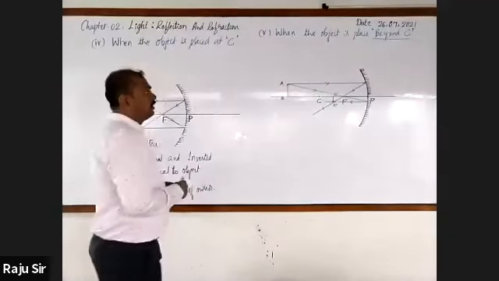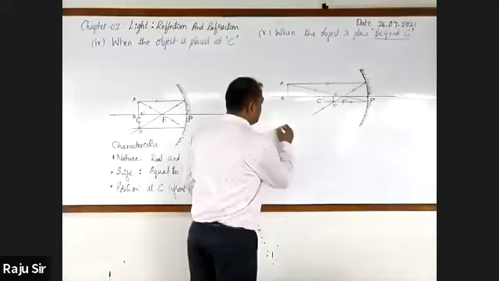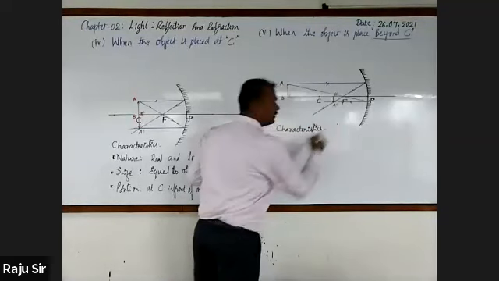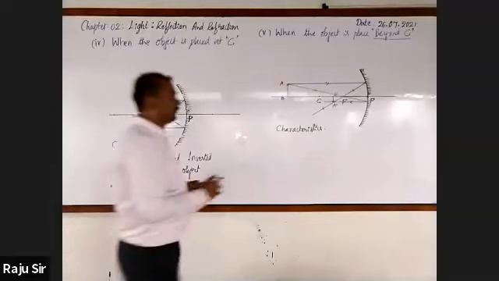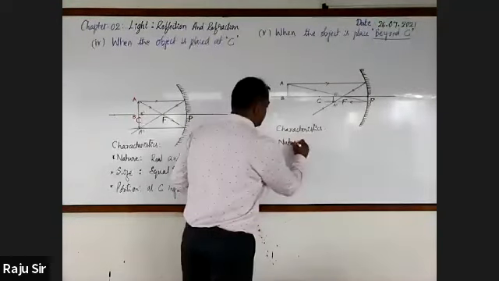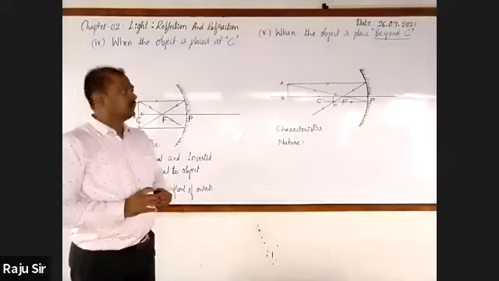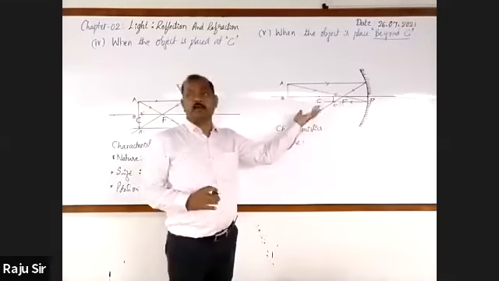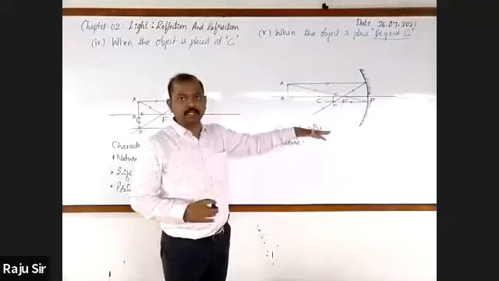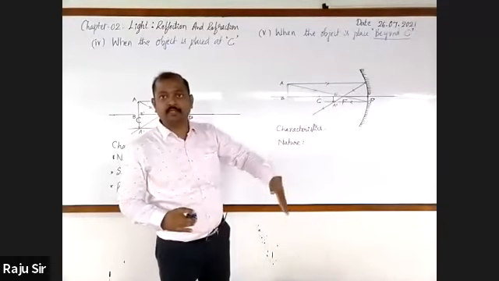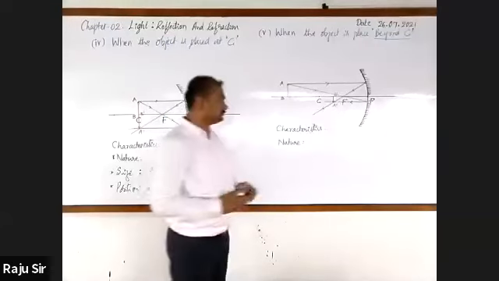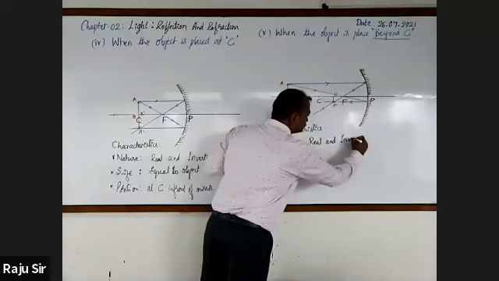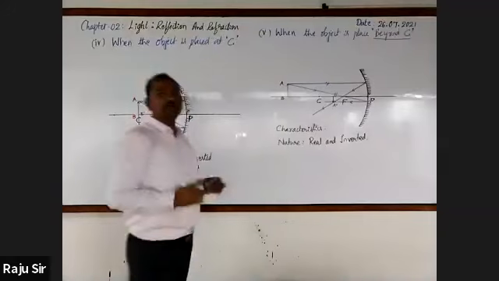Now let us go for writing the characteristics. Characteristics of image. First one, nature. Real and inverted. It is real because the image can be caught on the screen. And it is inverted because the image is upside down. It is found below the principal axis. So here I'm writing real and inverted.